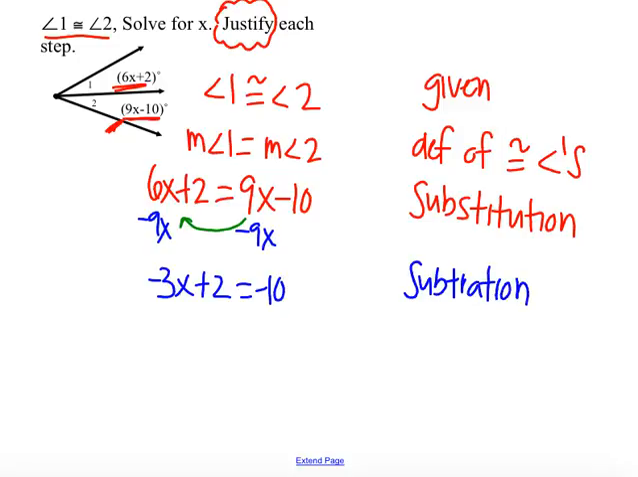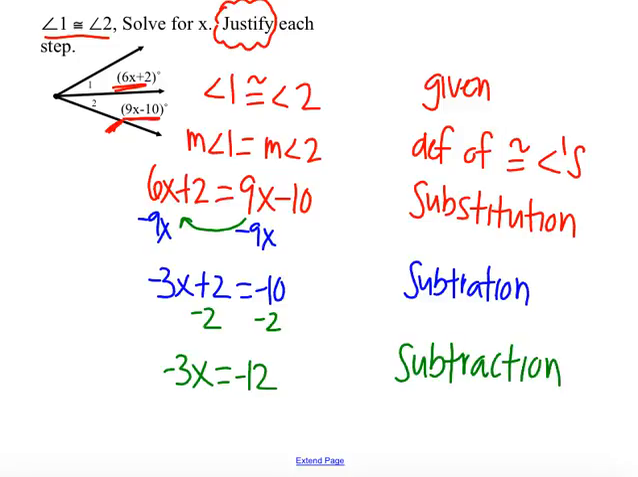Now we have to move our 2 over to get the x by itself, so subtract 2 from both sides. We get negative 3x equals negative 12. And again, that was subtraction. And lastly, to get x by itself, we divide by negative 3. So x equals 4, and that was division.